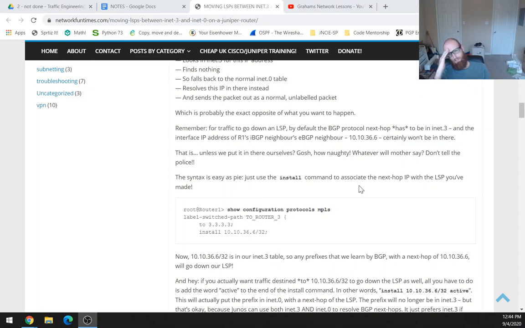Remember, for BGP traffic to go down an LSP, by default the BGP protocol next hop has to be in inet.3, and the interface IP address of R1's IBGP neighbor's eBGP router, 10.10.36.6, certainly won't be in there. That is, unless we put it in there ourselves.